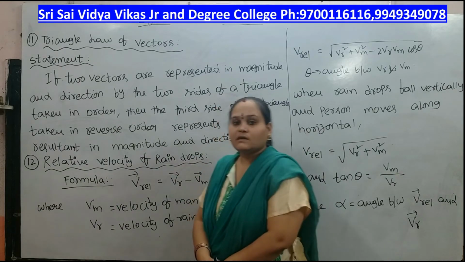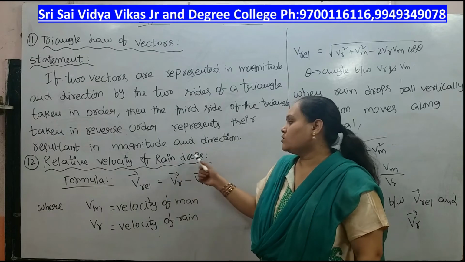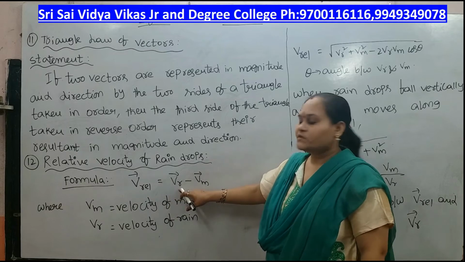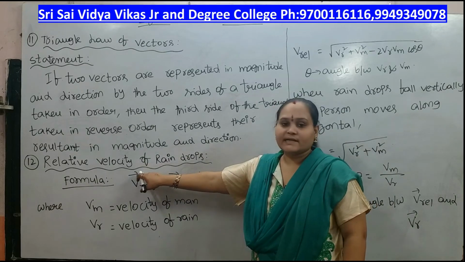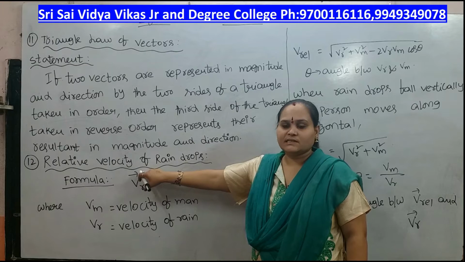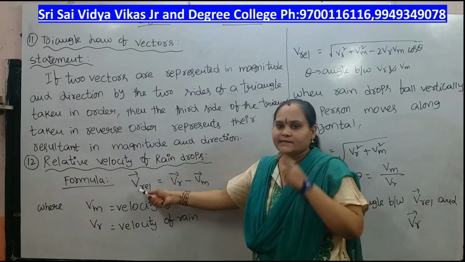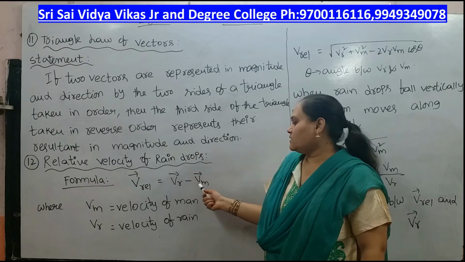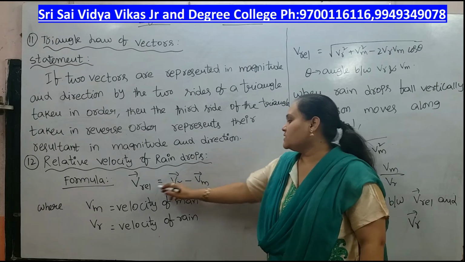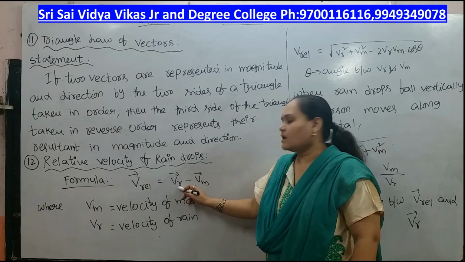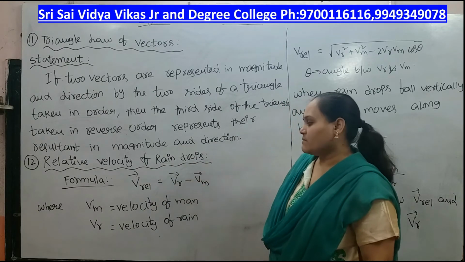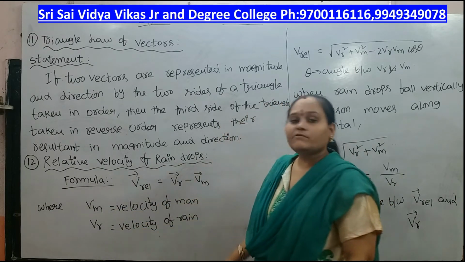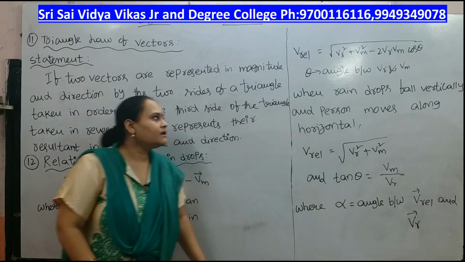Okay, the formula for the relative velocity of raindrops is V relative, with a vector sign, which indicates magnitude and direction, so it is a vector quantity. Then V relative vector will be equal to V_R vector minus V_M vector. This means V relative is the relative velocity vector, R means rain, M means man. Then V_M is the velocity of the man and V_R is the velocity of the rain.